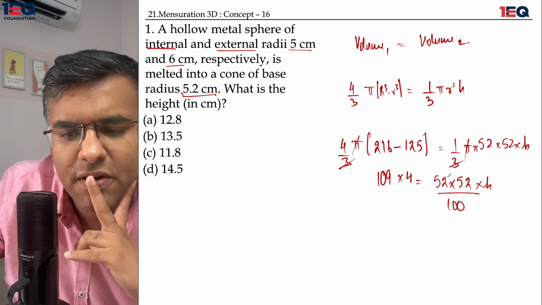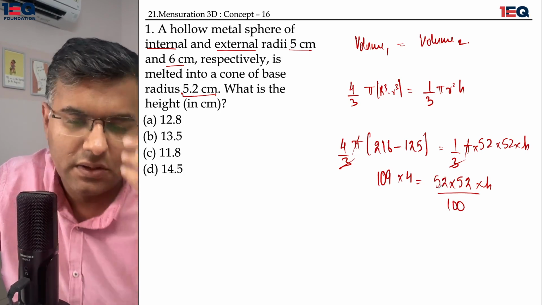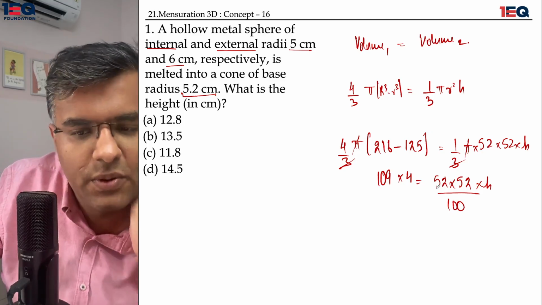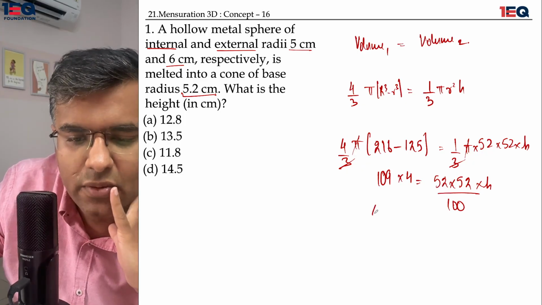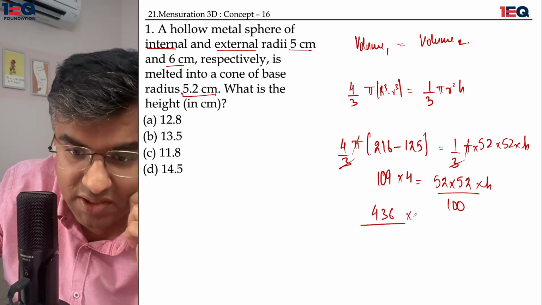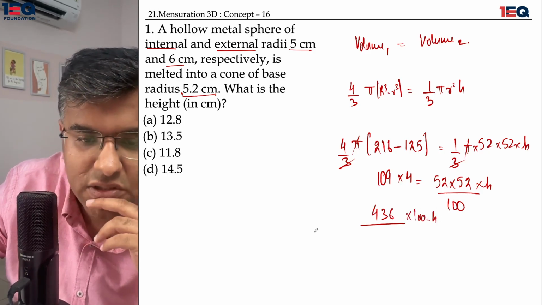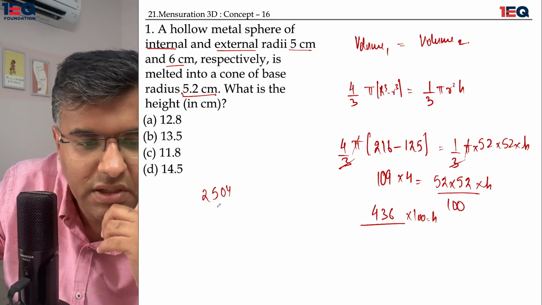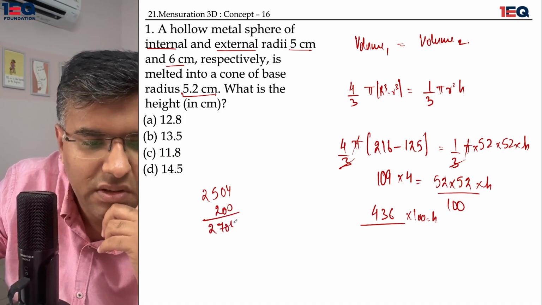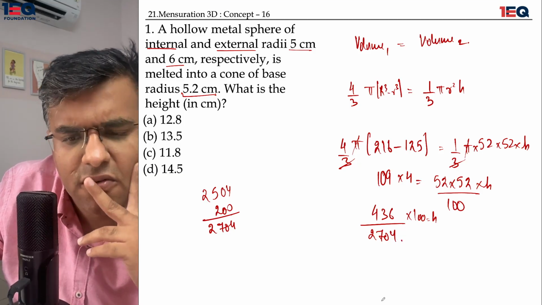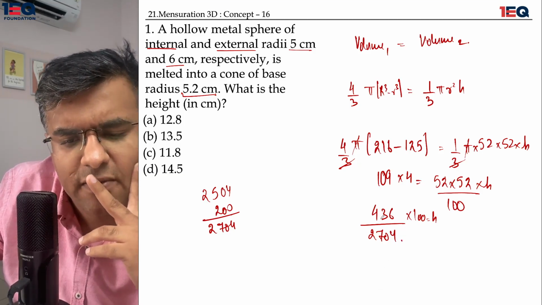13 fours are 52. Yeah, 13117. No, this is not going to help me. I'll still have to do it. This is going to be 436 over 52 square. This would be multiplied by 100. 52 square is nothing but 2704. So 2704. This is what we are looking at.